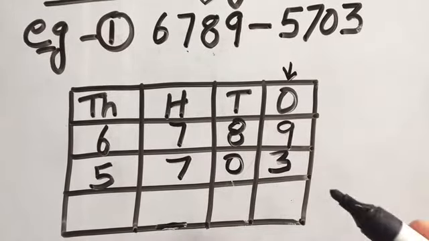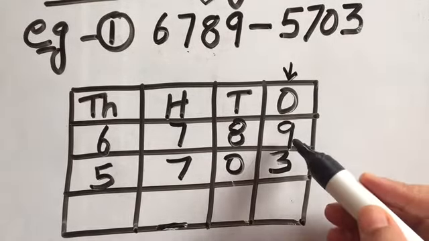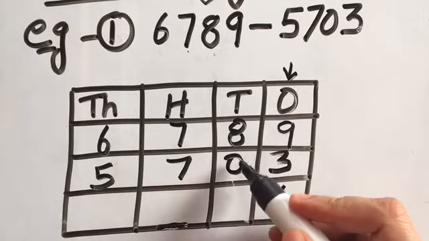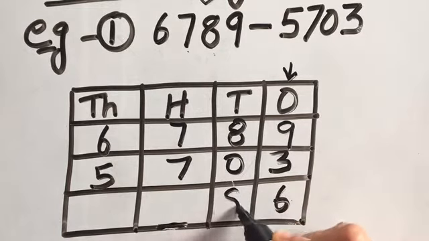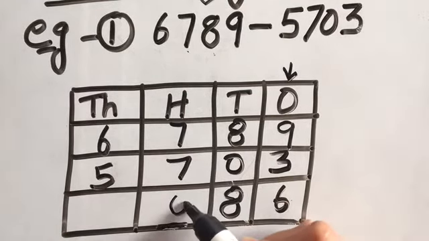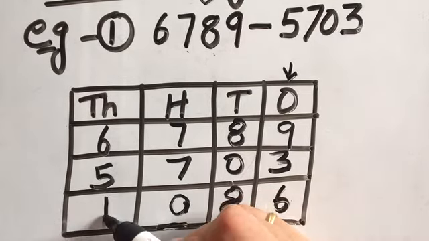So now we are going to subtract 3 from 9. So what we are going to get? 9 minus 3 is 6. 8 minus 0 is 8. 7 minus 0, 7 minus 7, 0. 6 minus 5 is 1.